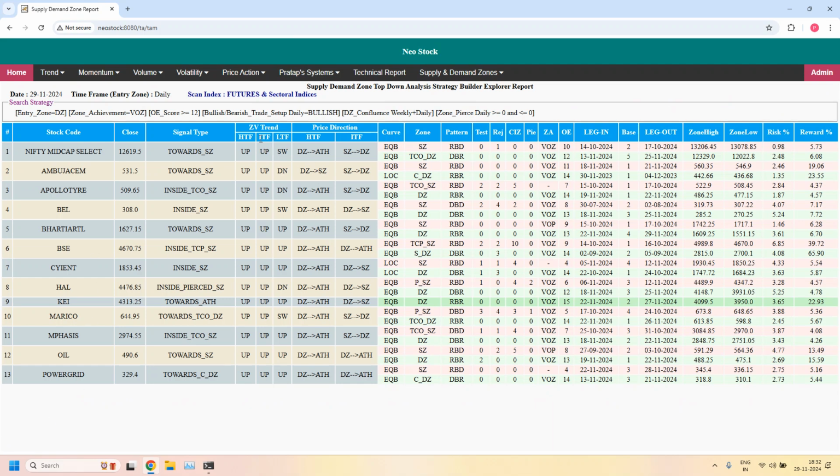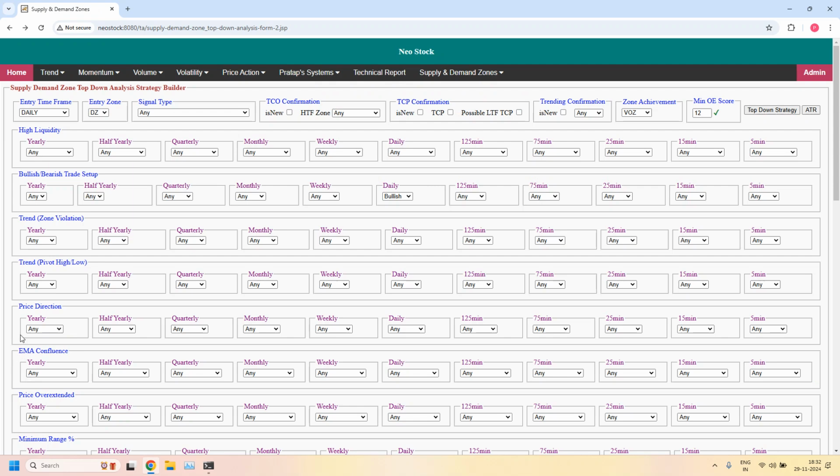Weekly trend means ITF. So if any of these weekly demand zones have confluence, they are even more high probability trade setups. Why weekly demand zone with weekly EMA confluence? Because the daily demand zone is a part of the weekly demand zone. That is what zone confluence means. So that's why we are looking for weekly EMA confluence.